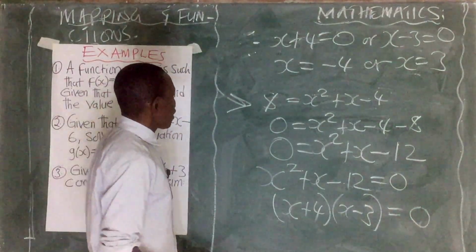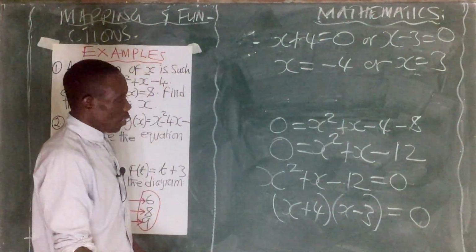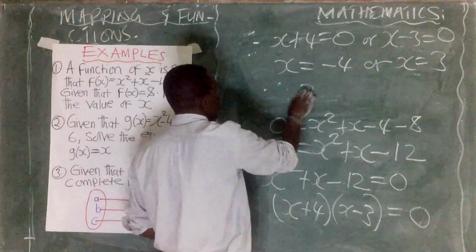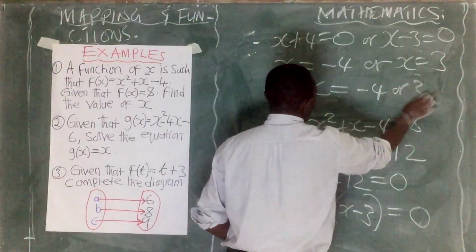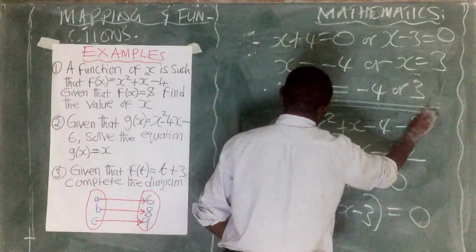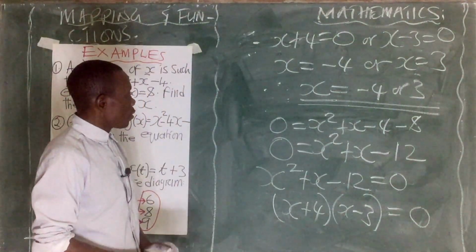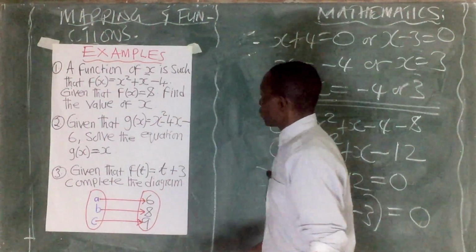Right. So in this case, we have an expression that is giving us that. The total of x is equal to negative 4 or 3. This is our solution. Right. So that's it for question number 1.